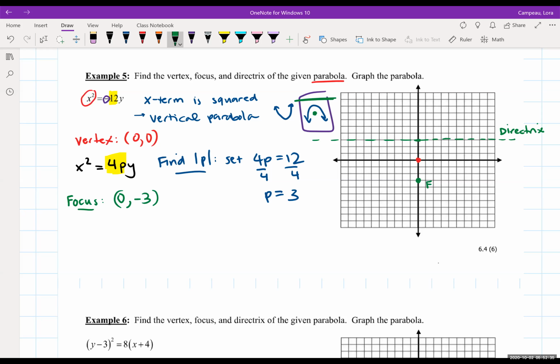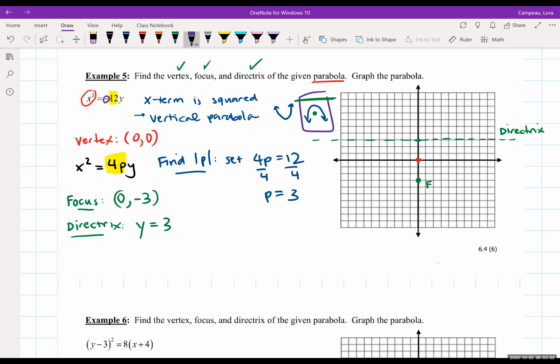And the directrix, remember, it's an equation of a line. So we have a horizontal line, so that's going to be y equals, and then it's crossing the y-axis at y equals +3. So we did find the vertex, we have the focus, we have the directrix, and the last thing to do is to graph this parabola.